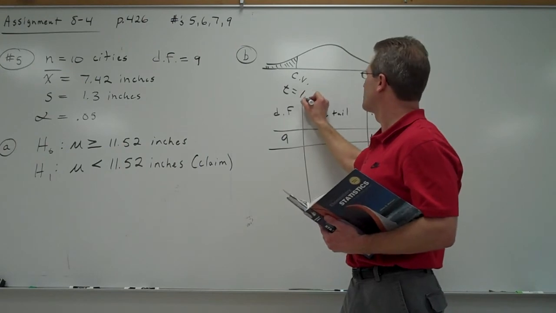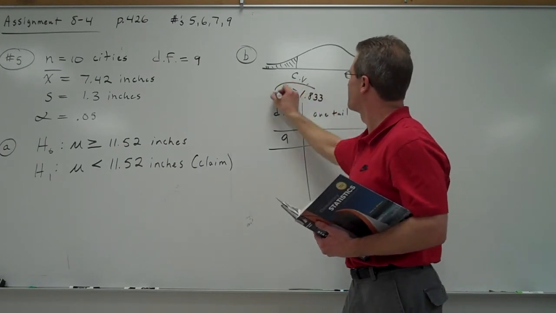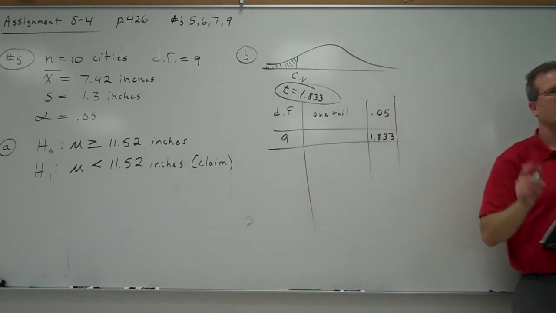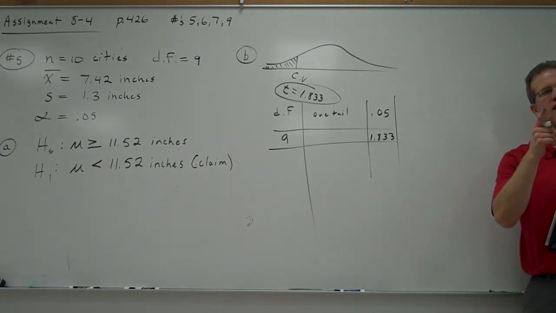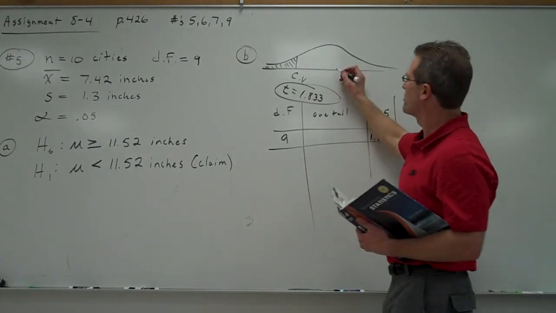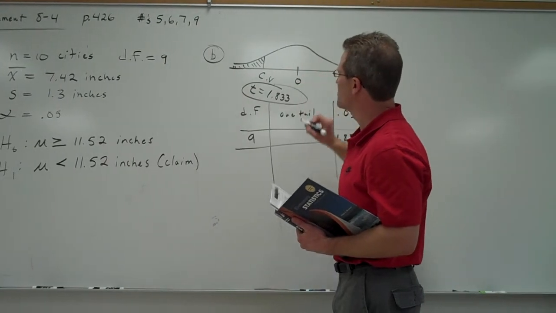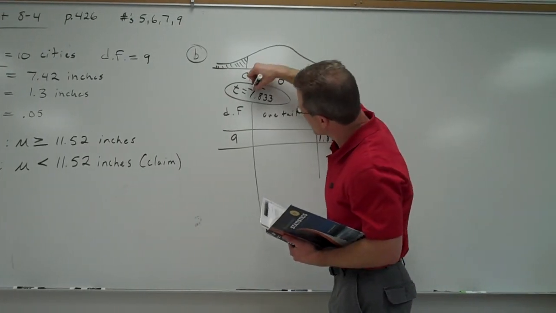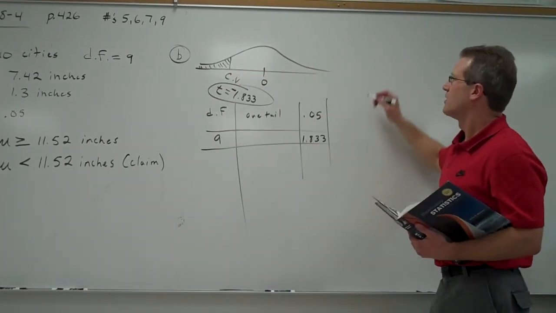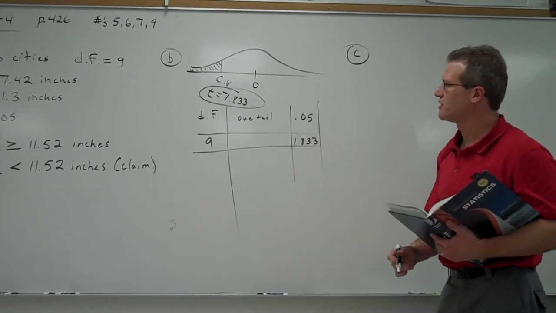T equals negative 1.833. Now why is it negative? You're right. If it's to the left, remember zero is in the middle of our Z and T distribution. So if it's to the left, it's going to be a negative. You can't forget that. All right, step C is to calculate the test value.